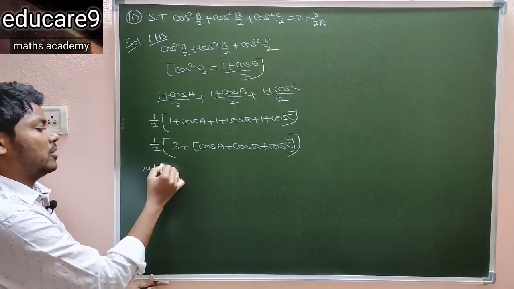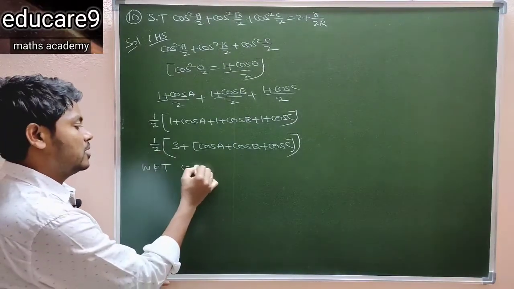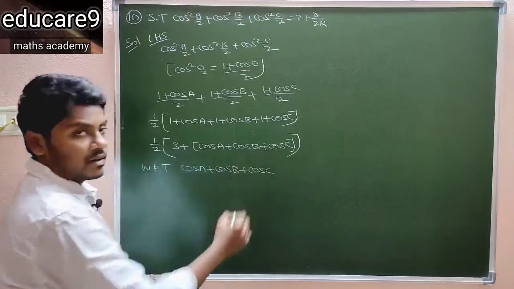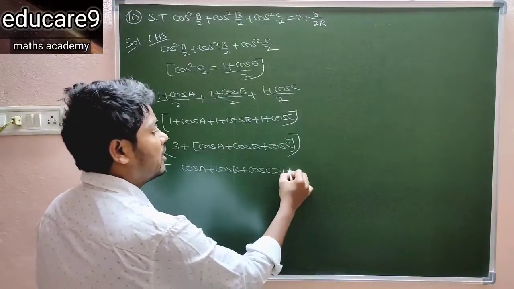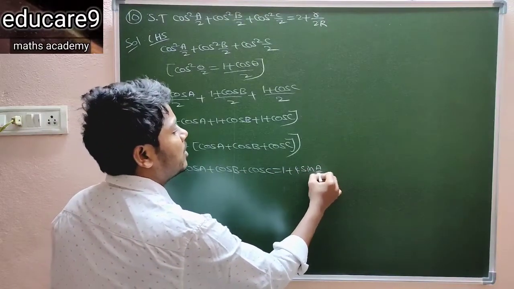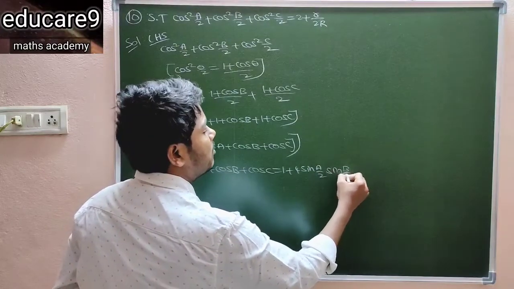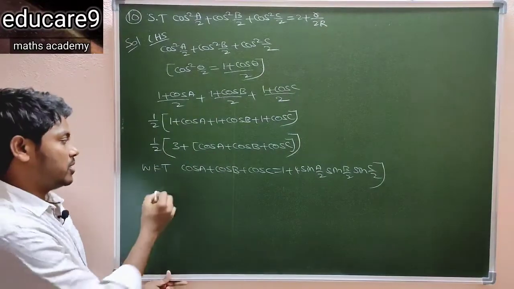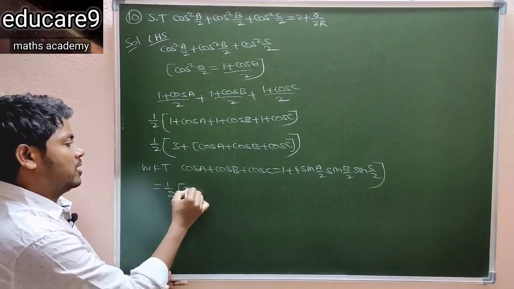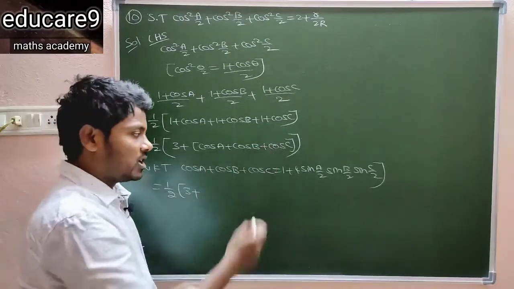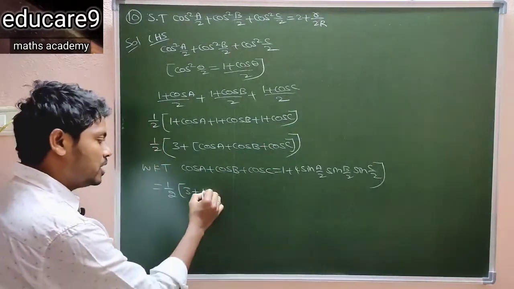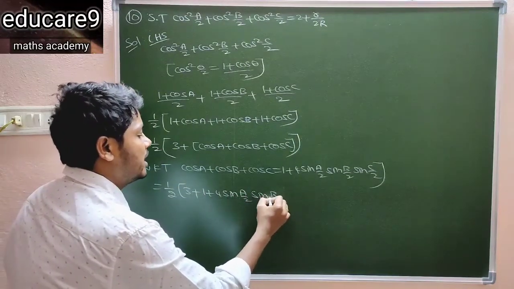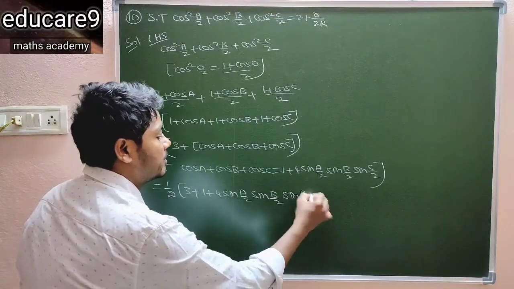Again, you know that from the trigonometric transformations, cos A plus cos B plus cos C formula. So what is that formula? 1 plus 4 sin A by 2 sin B by 2 sin C by 2. So you have to apply this formula here. So what you got? 1 by 2 times of 3 plus cos A plus cos B plus cos C. So write this one. That is 1 plus 4 sin A by 2 sin B by 2 sin C by 2. Okay.